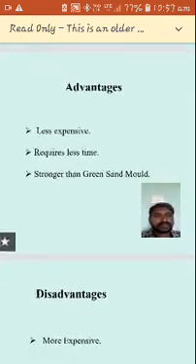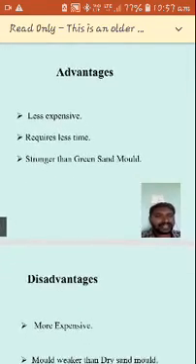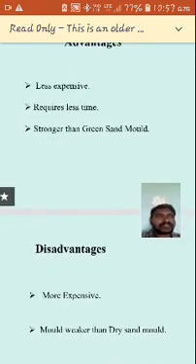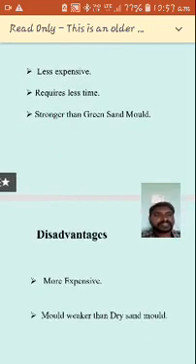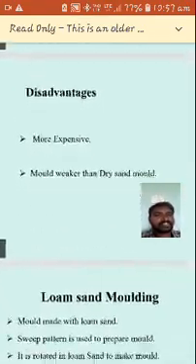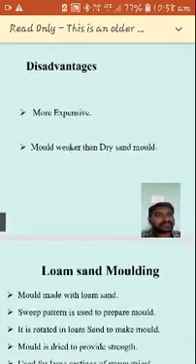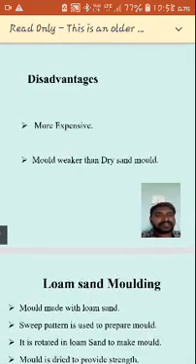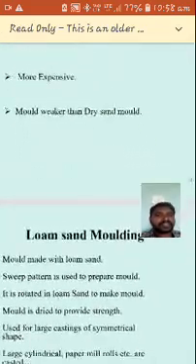What are the advantages? It is less expensive, since we are not drying completely. It requires less time, because carbon dioxide or hot air will take a speedy time. It is stronger than green sand mold. What are the disadvantages? It is more expensive, and it is weaker than dry sand mold. Why? Because it is not completely dried, only partially.